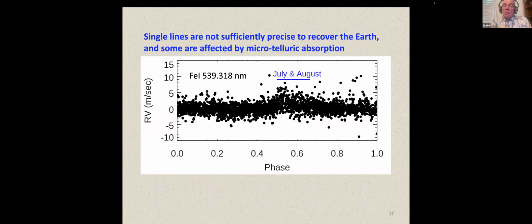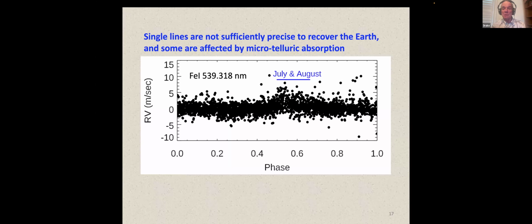One of the things we noticed when we did that is that even in the solar spectrum with lots of photons, a single line is not going to allow you to measure the radial velocity of the Earth. You just don't have enough photons in a single line. So they're not sufficiently precise to recover the Earth. But here, as a function of the phase of our injected signal, is the radial velocity of my favorite line at 539.318 nanometers. And it is, alas, affected by telluric absorption, or what's called microtelluric absorption, because it's pretty weak.